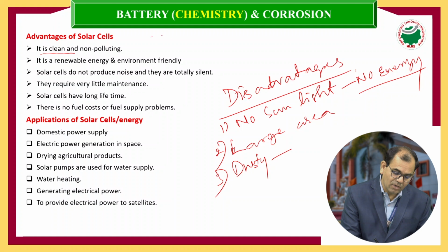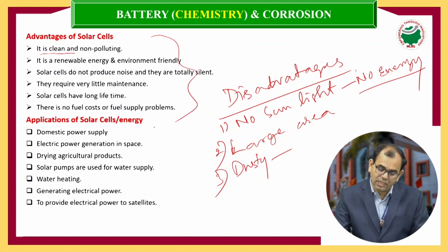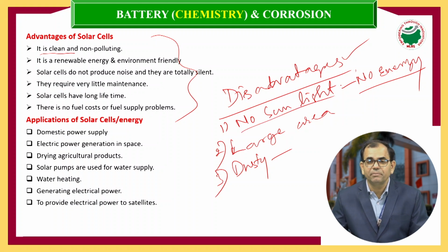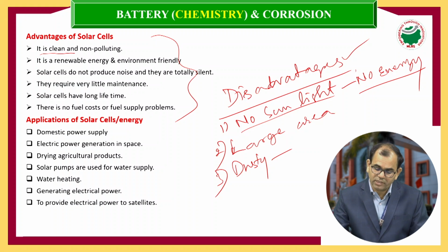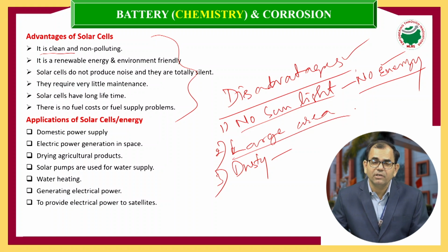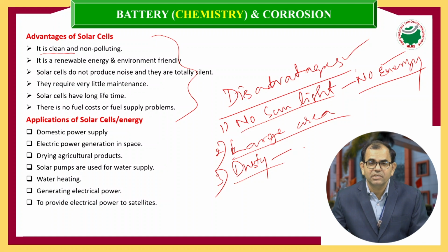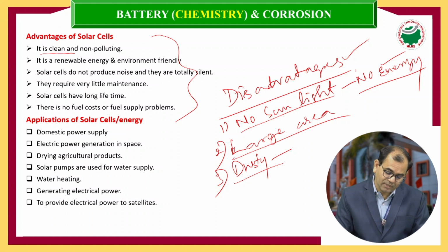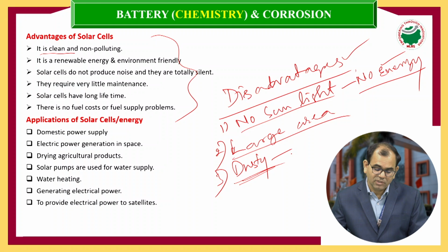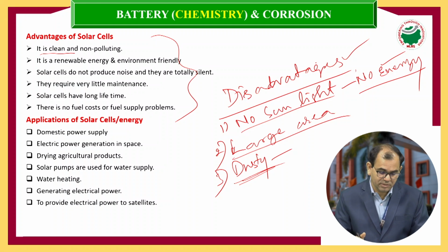So these are all advantages, but certainly there are disadvantages with solar cells. What are those? Bad weather. Bad weather means there is no sunlight, means no photovoltaic effect. No photovoltaic effect means no energy from the solar cells. And they need a large surface area to fix. And if the solar panel surface is dusty or has some dirt, the photon or sunlight won't be absorbed properly and it won't work efficiently. So these are some of the disadvantages.